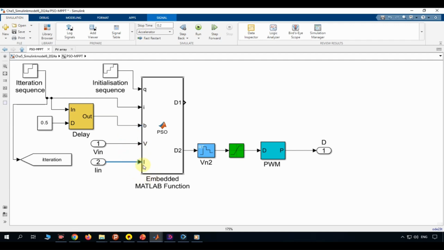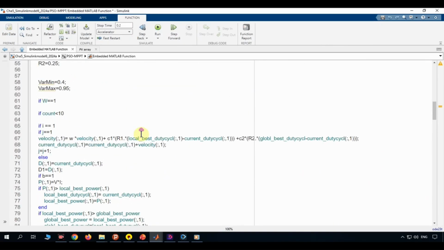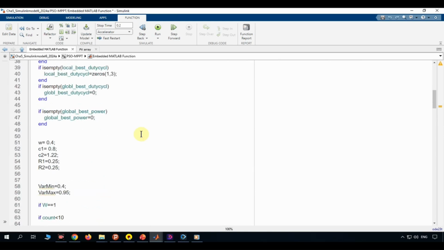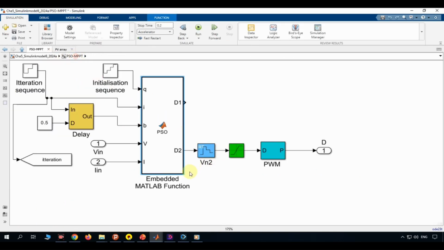These two signals are used to calculate the instantaneous PV power. The power calculation is simply P equals V multiplied by I. This measured power is the objective function used by the PSO algorithm. A particle that produces a higher PV power becomes a more promising candidate for the maximum power point.